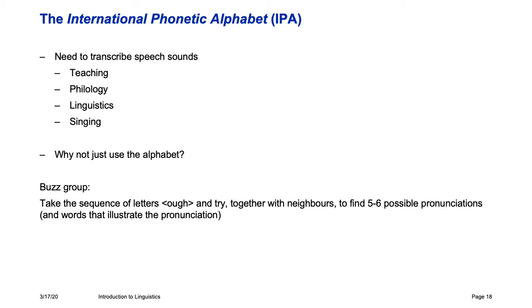Or you remember your days at school when you just pick up a dictionary and say, how's this word pronounced? And then you have a couple of symbols there that can be used, which are partly familiar, partly not familiar. Singing, for instance: when you're an opera singer and you're singing in a language you're not familiar with, then you need to have some sort of transcription system that is reliable. So the question might be, why not just use the alphabet?